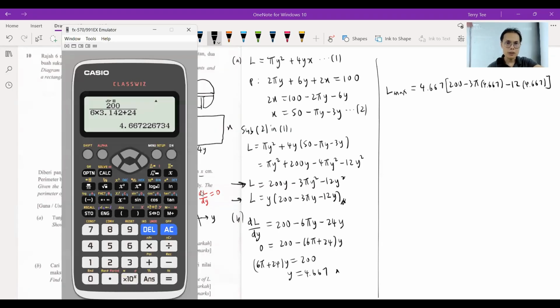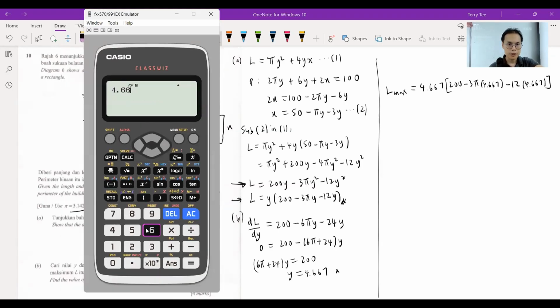Now, one thing I hope you know is that you can use your calculator answer button. I don't want to type so many steps, so I type answer. Just now I got my 4.67, right? I just key in answer, open bracket, 200 minus pi 3.142 times answer minus 12 times answer. You can just type answer next to it. Close bracket, equals 603.